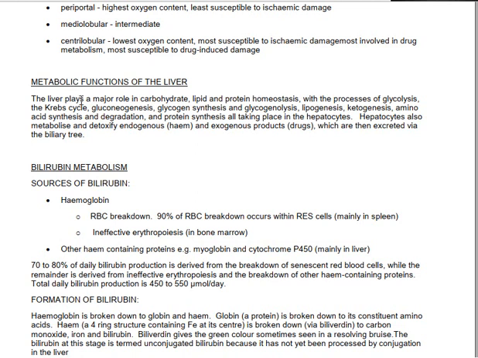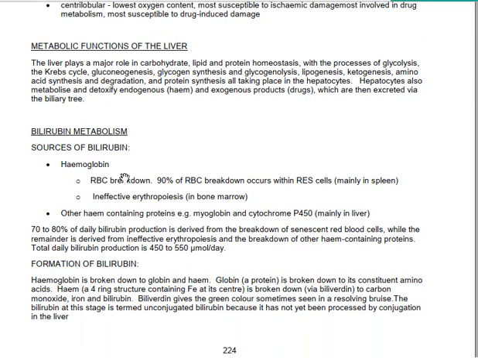Is it clear? Those are the main roles. And now you need to know that the liver also plays a role in certain major metabolism, such as bilirubin metabolism. The source of bilirubin is hemoglobin, because of the breakdown of hemoglobin. 90% of red blood cells are broken down at the reticuloendothelial system, and mainly that occurs at the level of the spleen.